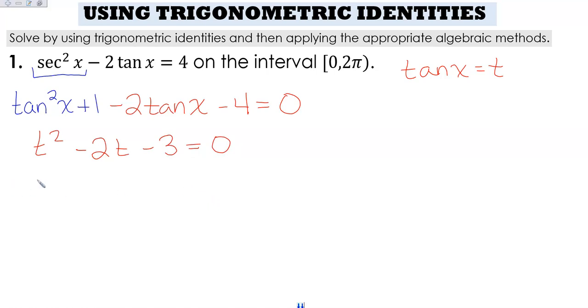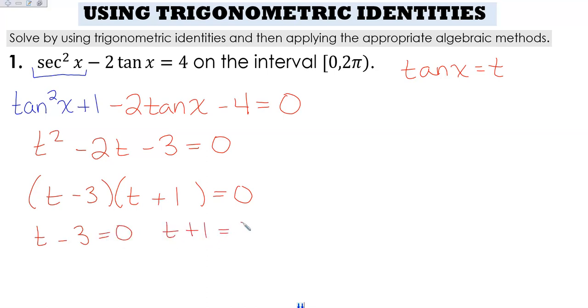All right, from here, since my a value is 1, this is an easy one to come up with my factors for. I'm looking for factors of negative 3 that are going to add to negative 2, which is going to give me a negative 3 and a positive 1. All right, so then from here, we are going to set each of these equal to 0. So I'm going to do t minus 3 equals 0. And t plus 1 equals 0.